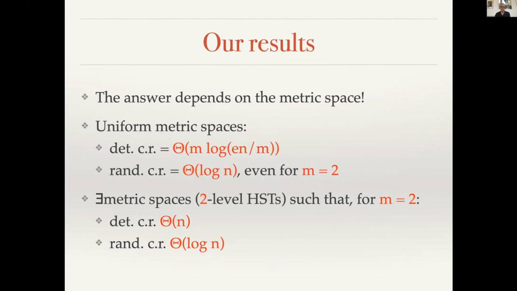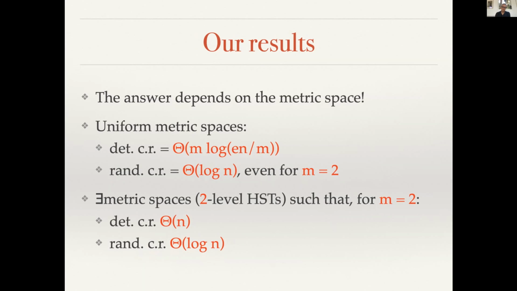On the other hand, when you look at the randomized competitive ratio, the lower bound kicks in even for request sequences that consist of just 2 requests. The only thing here is which of the 2 requests you encounter at any given time. That already enables a lower bound on uniform metric spaces of omega log n, and that's tight because in general you have an upper bound of log n for uniform metric spaces.